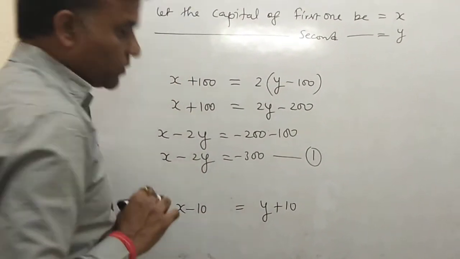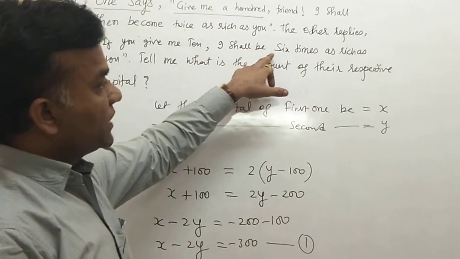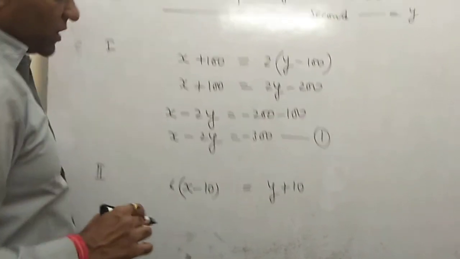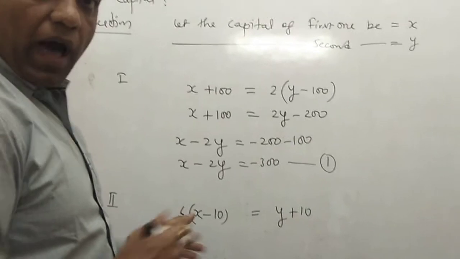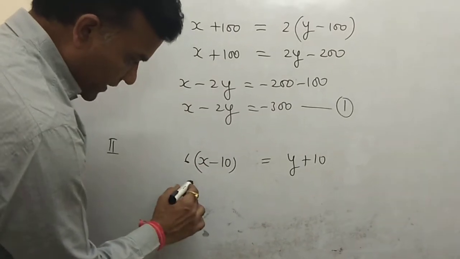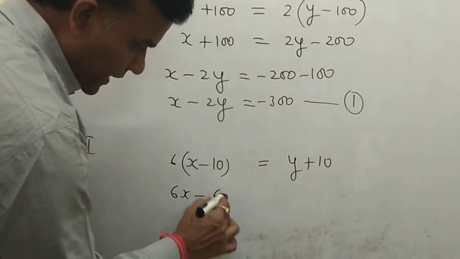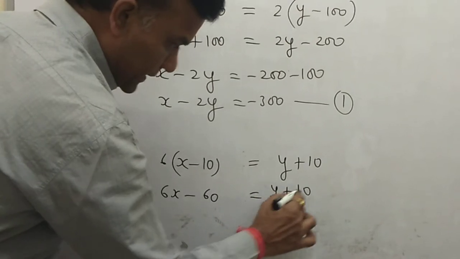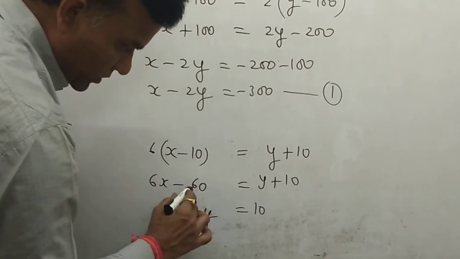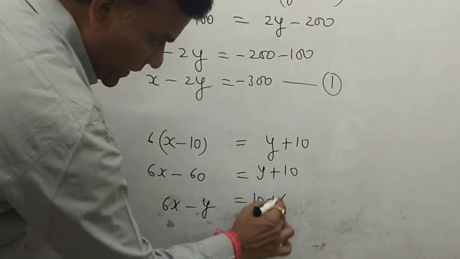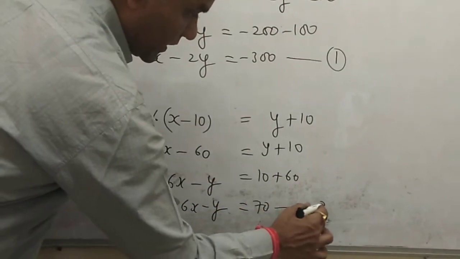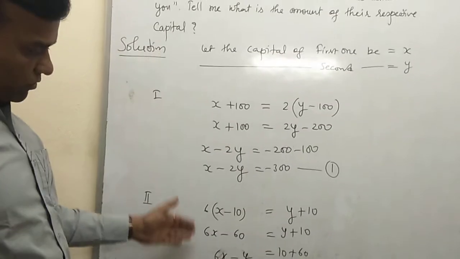Okay, so now what is the condition? Then 6 times as rich. So here comparing with the 6. Because there 2 times is given, here 6 times is given. After the transaction you have the condition like 2 times and 3 times or 6 times. So now you multiply here 6 into x minus 60 and here y plus 10. So your equation 6x minus 60 equals y plus 10. Now plus 60, so 6x minus y equal to 70. This is the second. Okay, so now you have the first and the second equation.